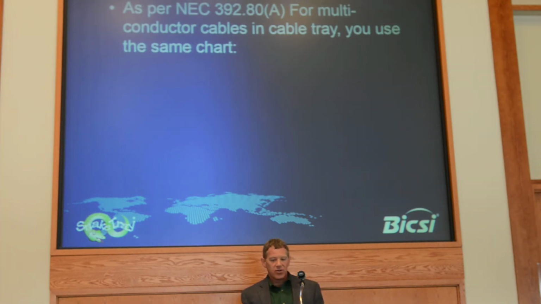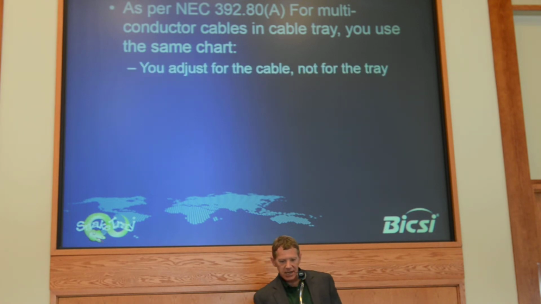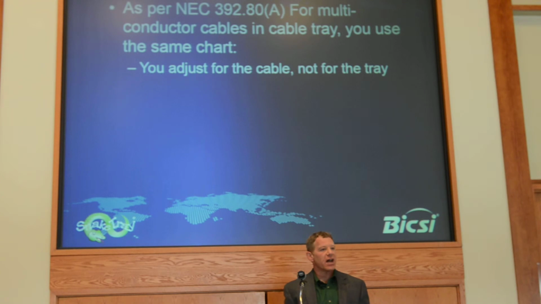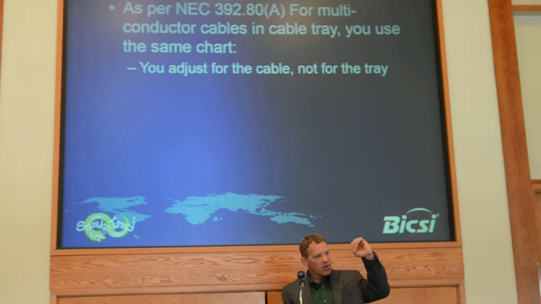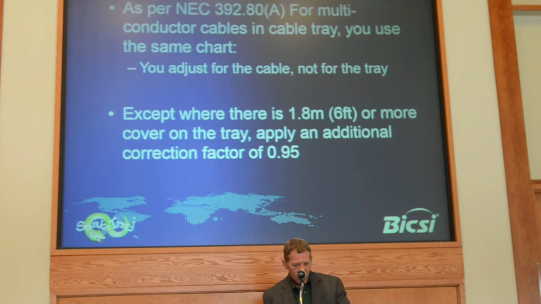For multi-conductor cables in cable tray, you use that very same chart. You adjust for the cable, not for the tray. So there's no additional correction factor for taking your multi-conductor cable in a jacket and sticking that in a tray. Use that same chart. Except where there is 6 feet or more of cover on the tray, the code refers you to apply an additional correction factor of 0.95.